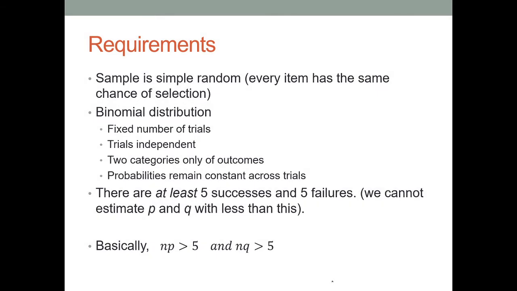So, requirements for using the method we're about to do. It simply has to be a binomial distribution: a fixed number of trials or samples, independent, two categories, success and failure, all the stuff we've been doing. One thing we also have to have is at least 5 successes and at least 5 failures. So we have to have at least 5 people that fit our category and at least 5 people that don't. Otherwise, our data doesn't have enough sample to make it work. We need a big enough sample size, which usually isn't a problem.